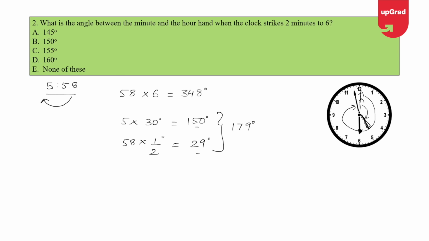So what is the answer now? The bigger angle minus the smaller angle, which is 348 minus 179. So I end up getting 169 degrees as the answer. Now, hopefully this question would be much clearer after practicing 2 questions in a go. So this is how we can solve a question conventionally.